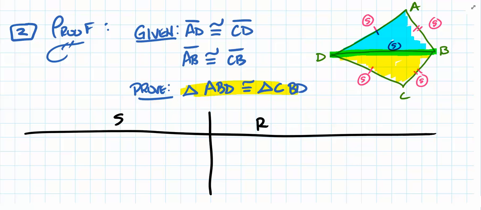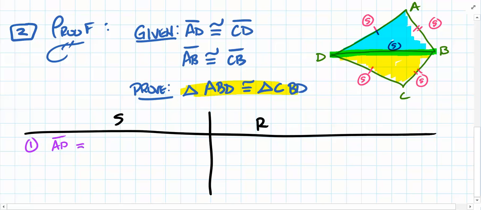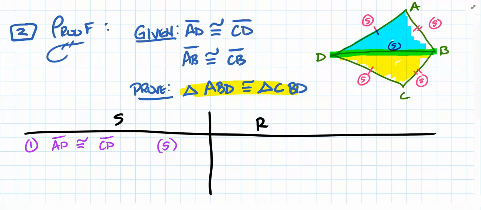Well, first of all, we get our easy points. Number one, we say that AD is congruent to CD, and we label that in the proof. This is something extra that I teach all my students because I want you to see how the structure comes out. That's a side. We're saying that that particular side is congruent.